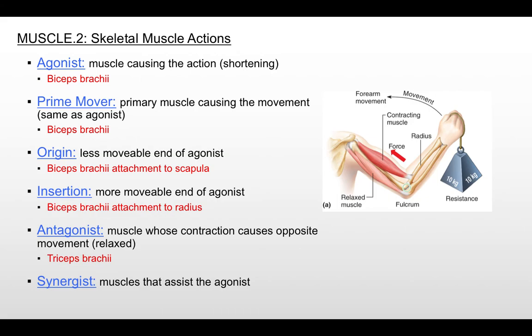Lastly, the synergist is any muscle that assists the agonist. Any muscle that's in close proximity can be assumed to be helping out. So for instance, maybe the deltoid here on the shoulder or the pectoralis major, any of those that are helping out the agonist just based on proximity.